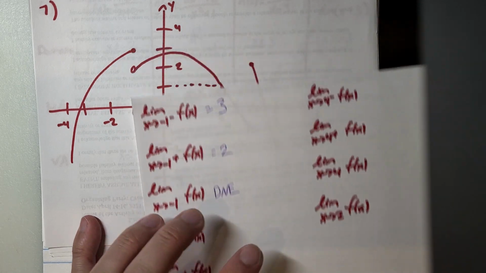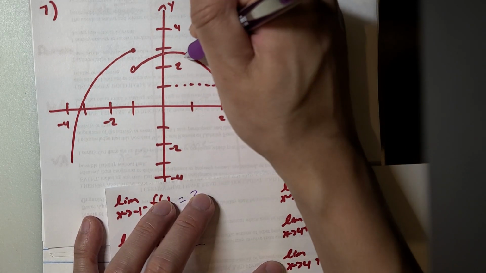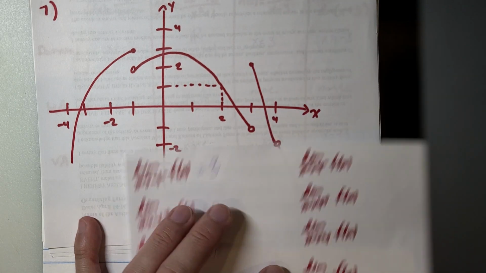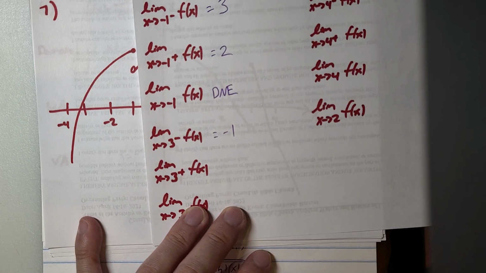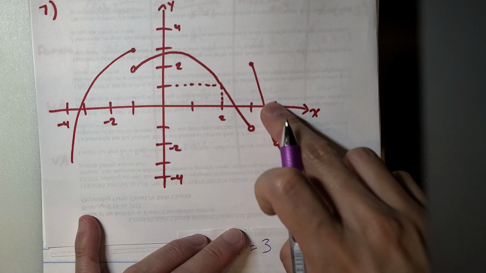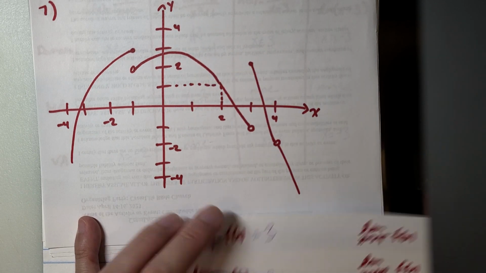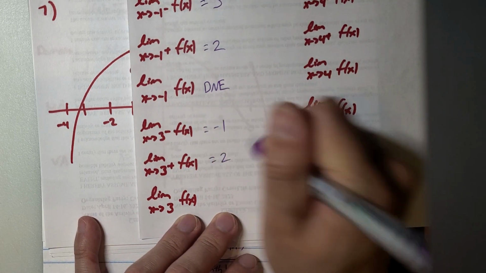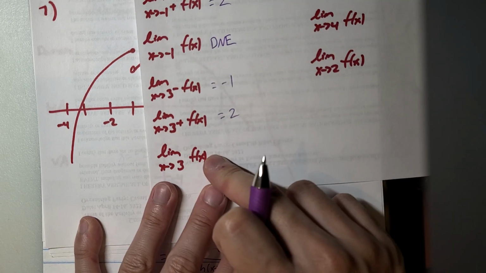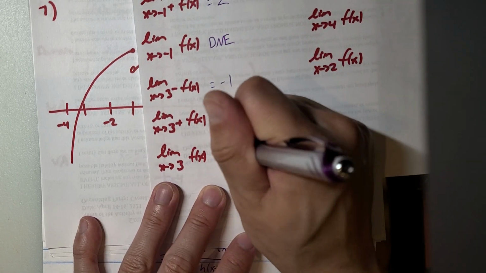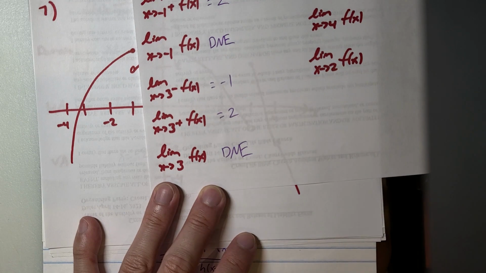3 from the left, here's 3. We traverse 3 from the left, that would be -1. 3 from the right, that's this guy, which is 2. And then 3 from both sides, again, limit from the left is not equal to limit from the right. This does not exist.